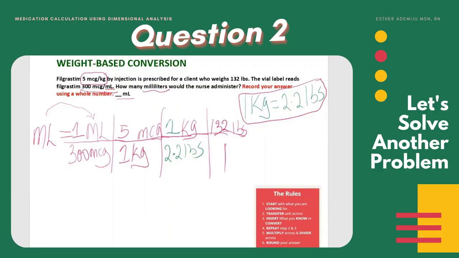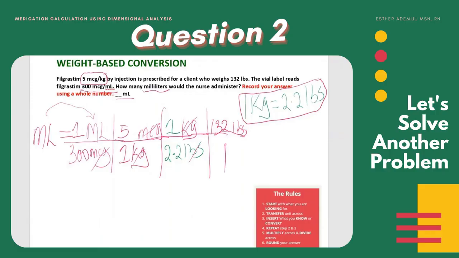So we can go ahead and cross out. You should be able to cross out everything except milliliters because that's what we're looking for. So microgram crosses out microgram, kilogram crosses out kilogram, pounds crosses out pounds. And step 5 says multiply across and divide across. That's what we're going to do.